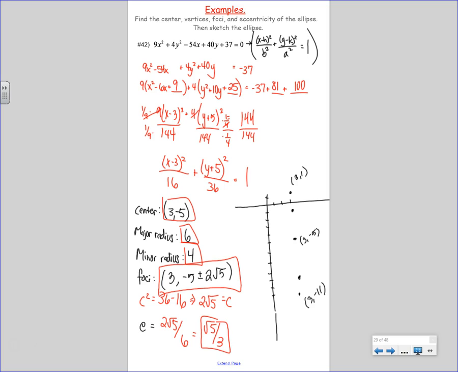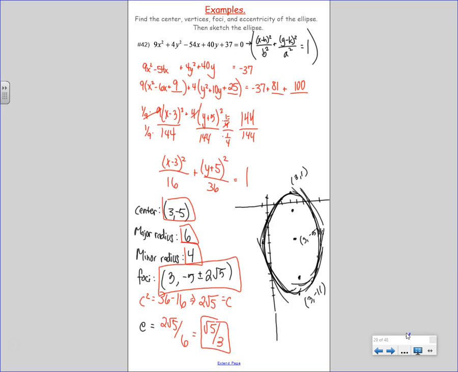I almost have my shape. What am I missing? My minor radius is 4, right? So I have 1, 2, 3, and 4. And then I have 1, 2, 3, and 4. Roughly.